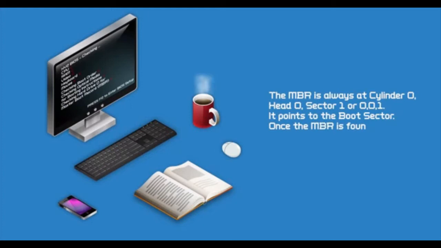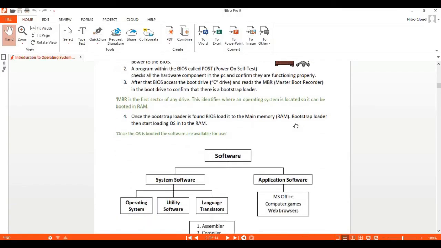memory. When the bootstrap loader is loaded into the main memory, your RAM, the bootstrap loader loads the operating system into the RAM, because the bootstrap loader always stays with the operating system. So the BIOS loads the bootstrap loader into the RAM, and the bootstrap loader then loads the operating system into the RAM. Loading the operating system into the RAM is called the booting process. I hope the booting process is clear to you now.